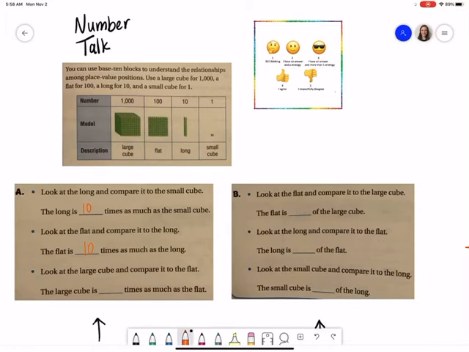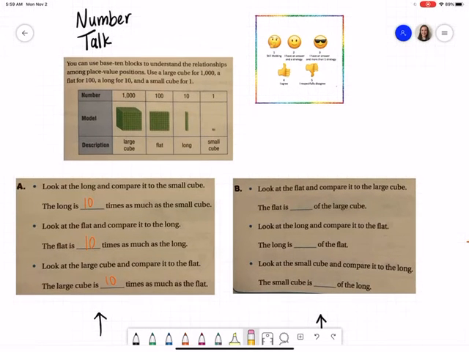Let's try this again. 1, 2, 3, 4, 5, 6, 7, 8, 9, and 10. So it takes 10 of the flats to create a large cube. Go ahead and look at the pattern and try to be thinking about what the pattern could be when we move from small cube to long, long to flat, and flat to large cube. Be thinking about that.